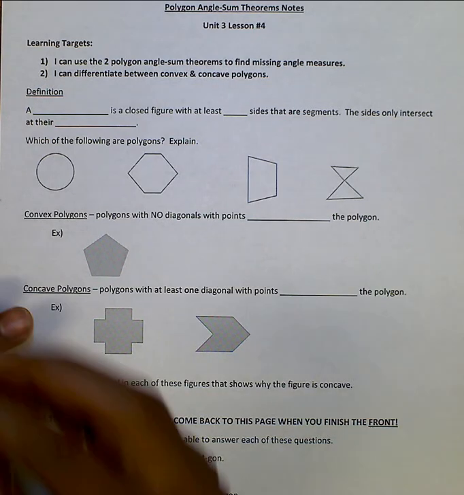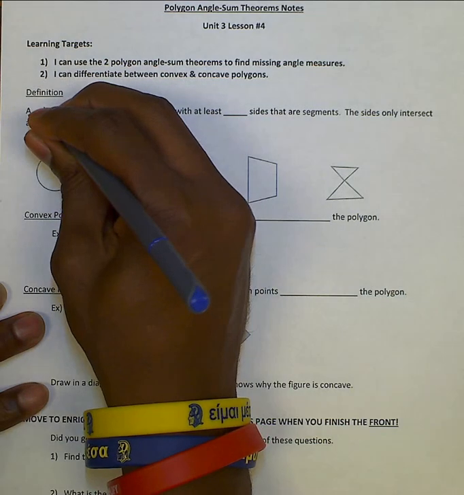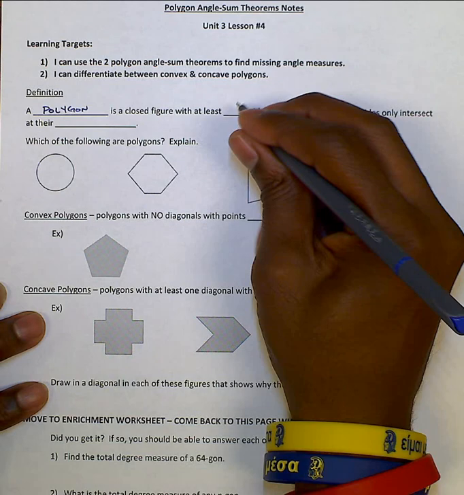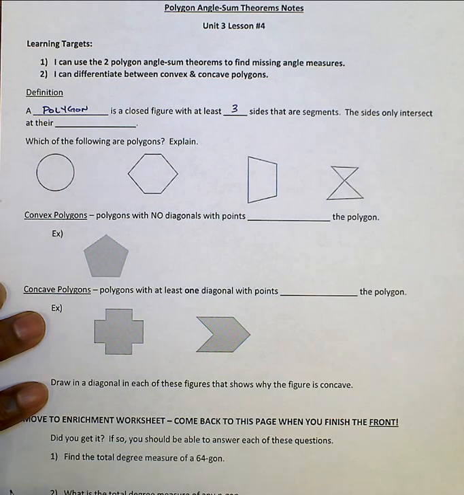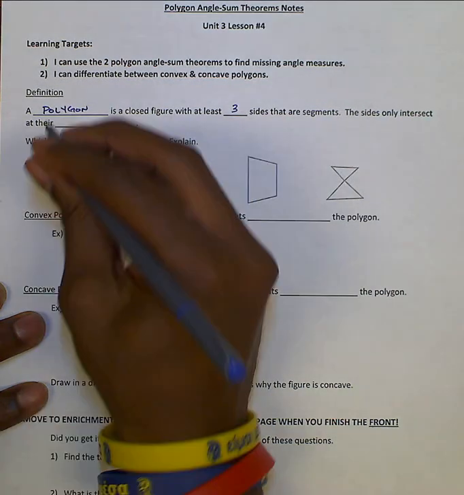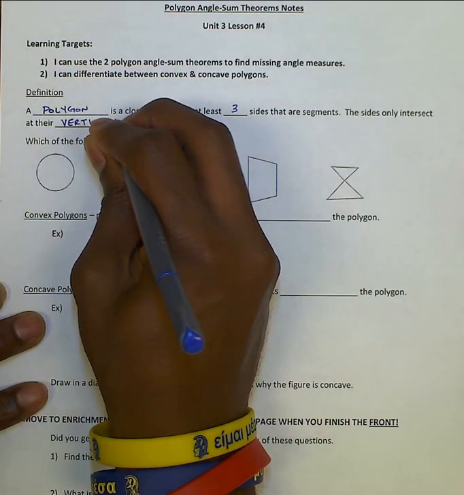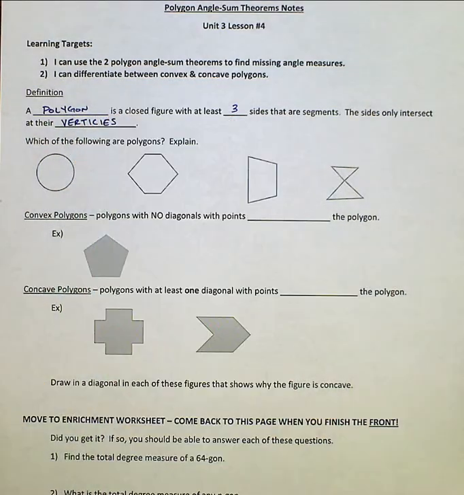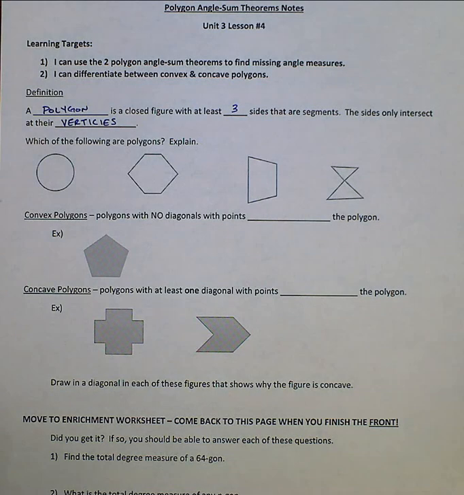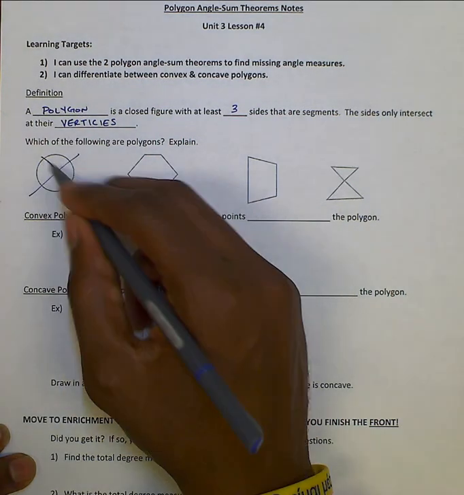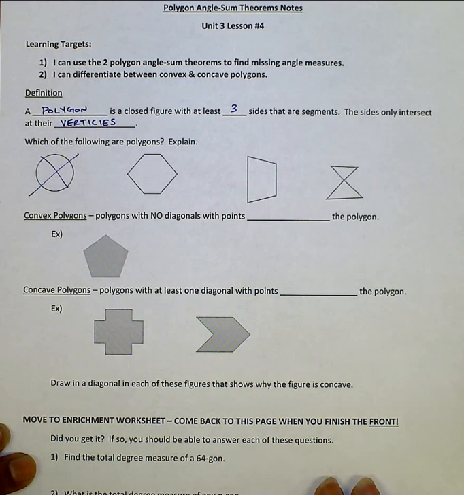Okay, a polygon is a closed figure with at least three sides that are segments. The sides only intersect at their vertices, or endpoints. So let's look at these and tell which ones are polygons. First is a circle, not a polygon. There are no sides there. And if there were sides, the sides aren't segments.